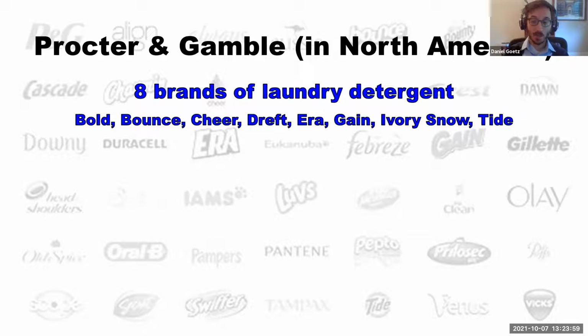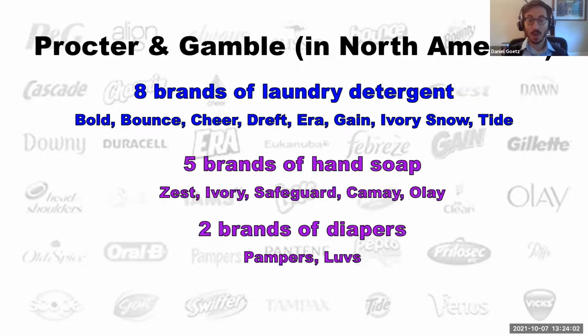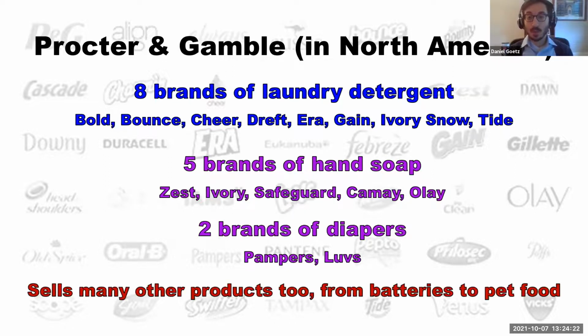And it kind of doesn't stop with laundry detergent. When it comes to making soap for your hands, they have 5 different brands. When it comes to making diapers for babies, they even have 2 different brands, okay? So Procter & Gamble has over 24 brands that sell at least $1 billion each year. These are some of them. Okay? And they sell a ton of other products, batteries, pet food. You can see in the background of this slide a lot of the products that they own and sell.